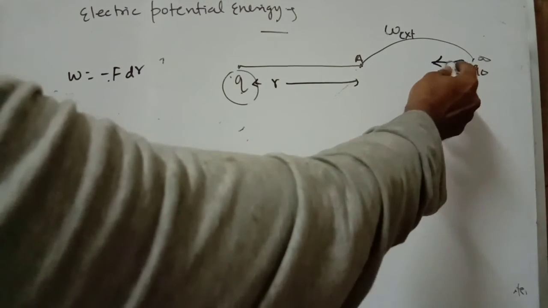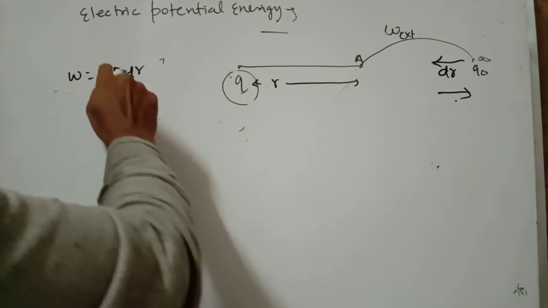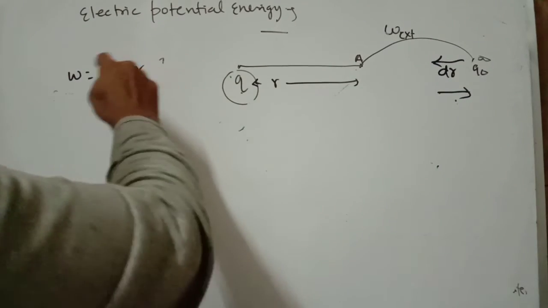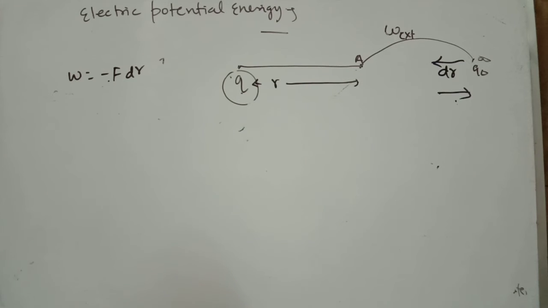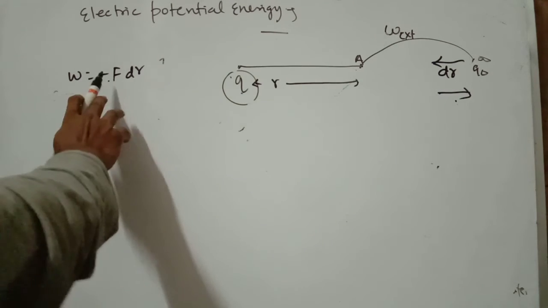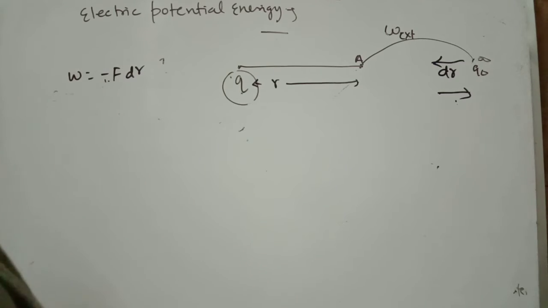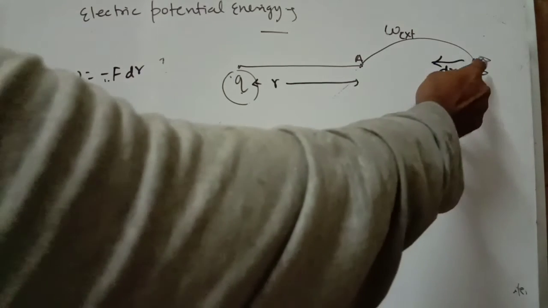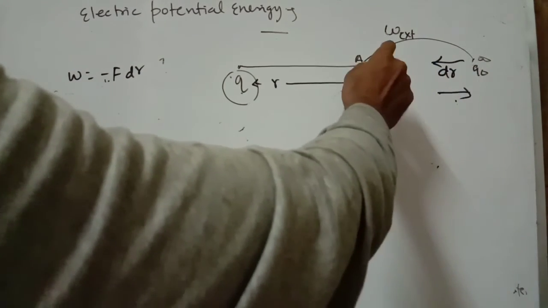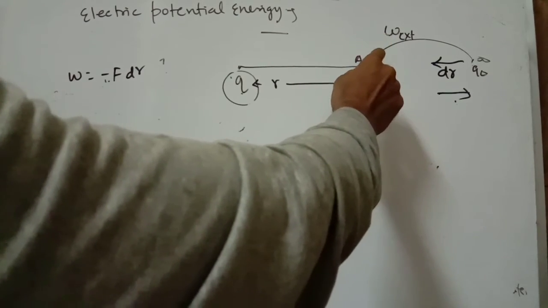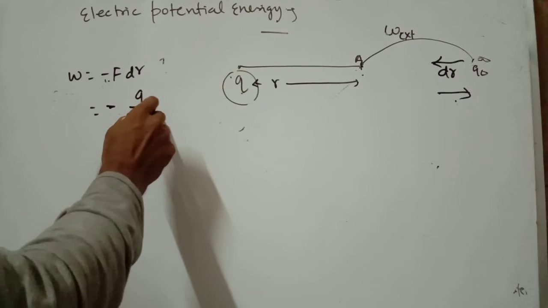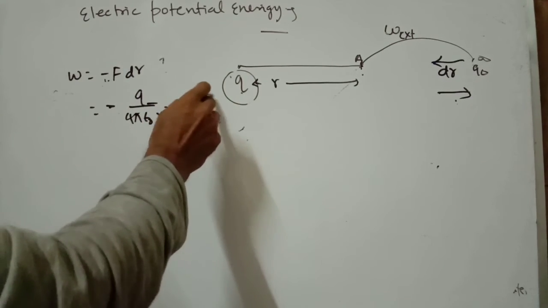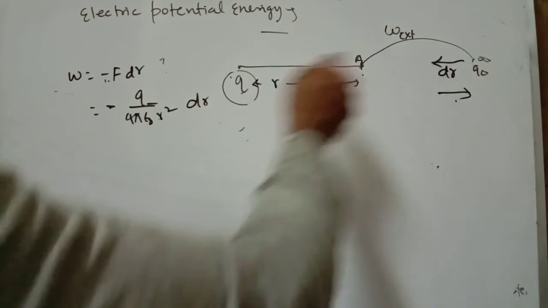Why minus? Because the direction of displacement is towards the charge, and the direction of force is the direction of the electric field. The angle between displacement and force is 180 degrees, so cos 180 gives minus F dr. We don't know the electrostatic force at infinity, but we know the electrostatic force at point A. So you can write Q by 4 pi epsilon naught r square, and dr. We integrate from r to infinity.